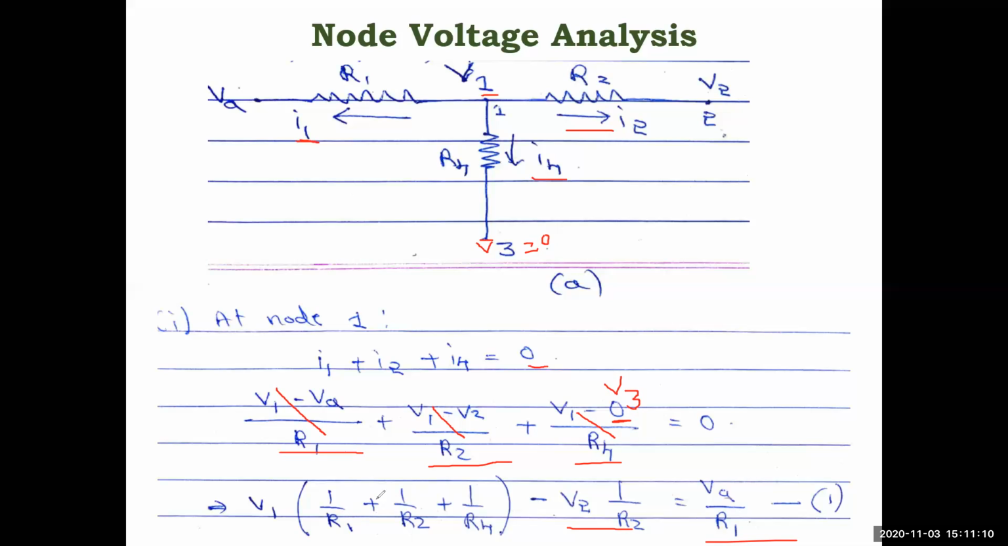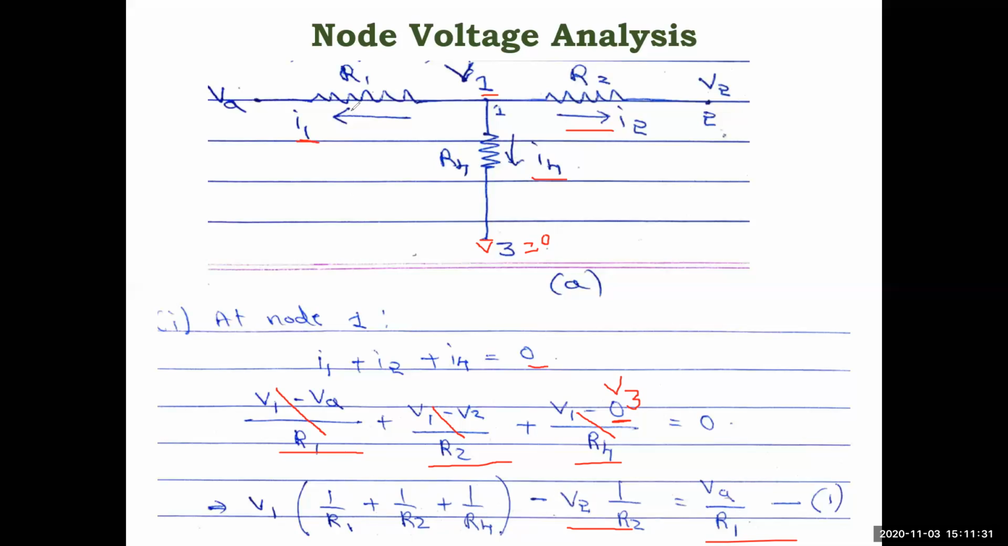In the case of mesh currents, what you had was resistances R1 plus R2 plus R4 into I1, and R2 into I2, like that. But now it is voltage, so the equation comes in V by R fashion. That's why you will have 1 by R1 plus 1 by R2 plus 1 by R4. If you analyze this, this is the general equation.